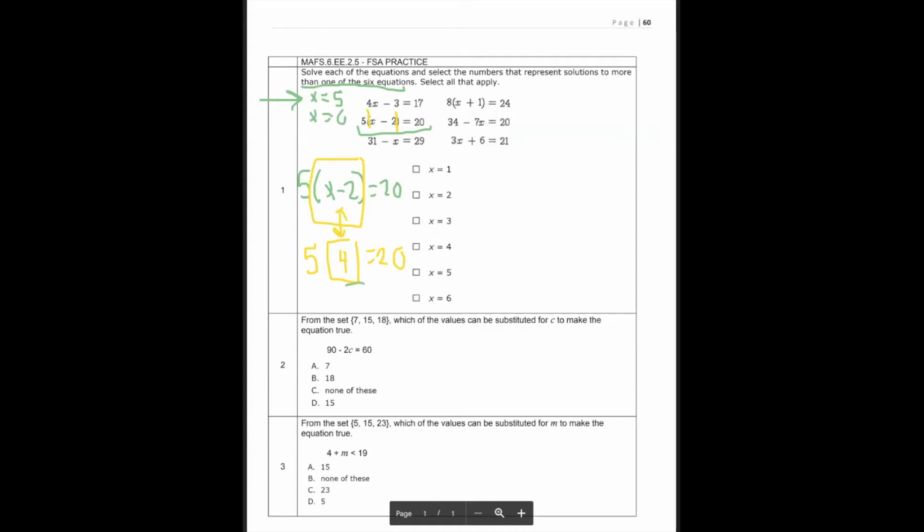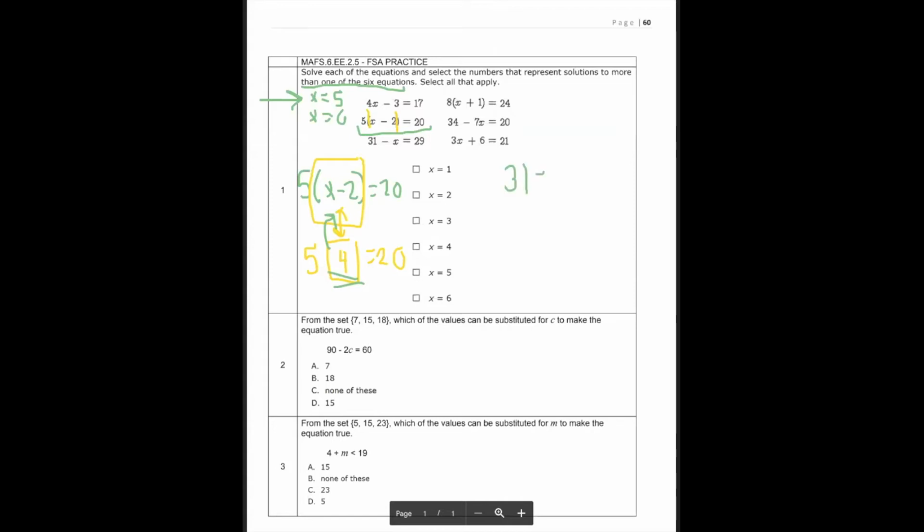But we have to go back to over here. Inside the box is x minus 2. And in order to get 4, we have to have 6 minus 2, which will give us 4, and that's the answer. So let's see. Do you guys want to try this one over here?